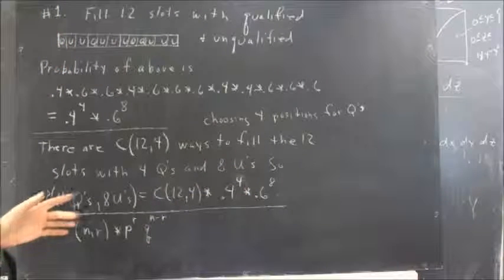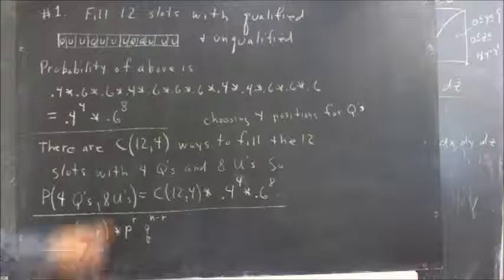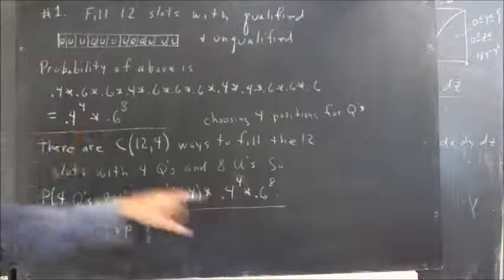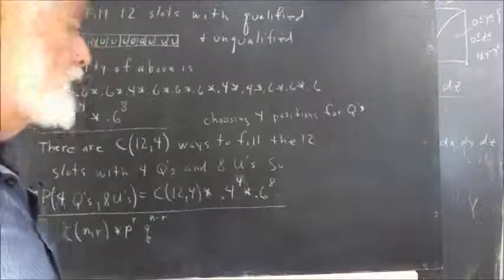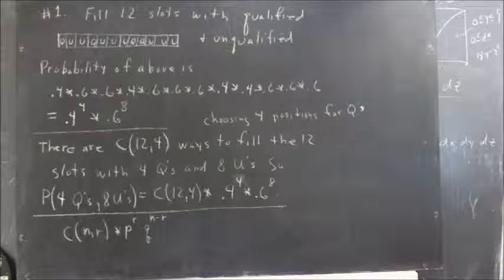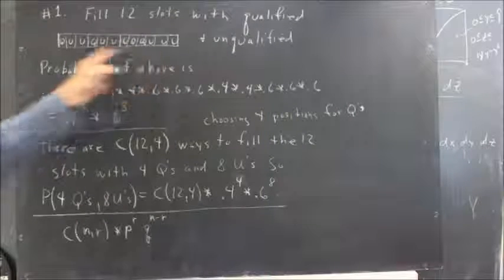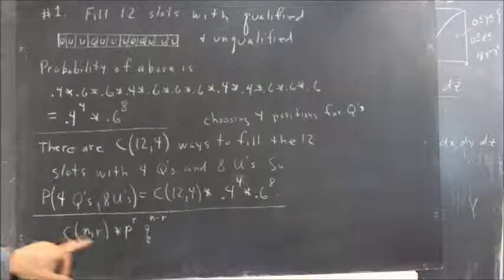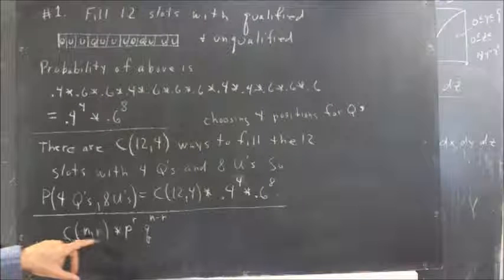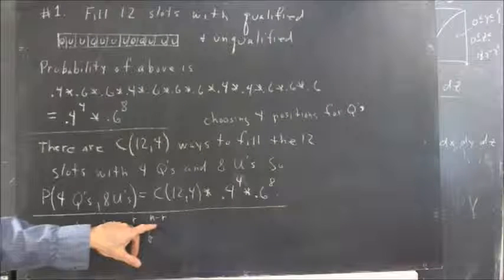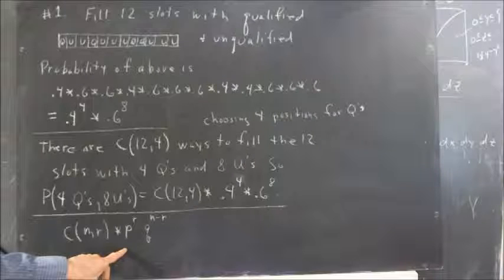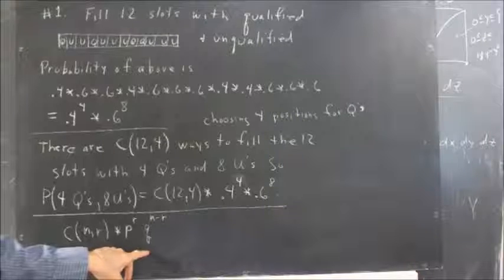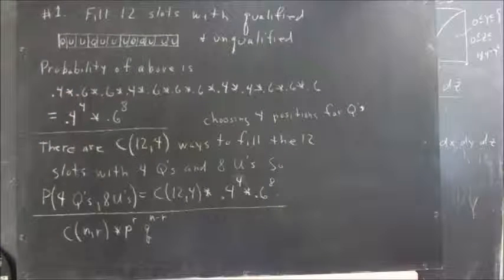So the probability of 4 qualified, 8 unqualified is going to be C(12,4), the number of ways to fill the slots, times 0.4 to the 4th times 0.6 to the 8th, the probability of any one of those ways. Now this is similar to the formula C(n,r) times p to the r times q to the n minus r. P in this case would be the 0.4 probability of a qualified person, and q would be the 0.6 probability of an unqualified person.